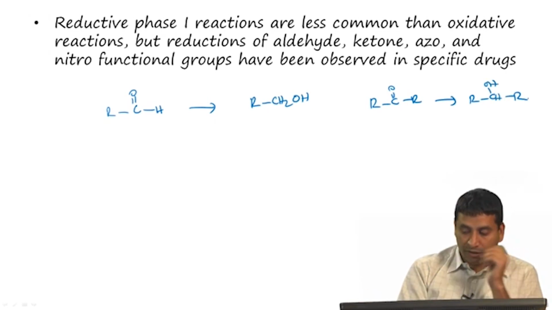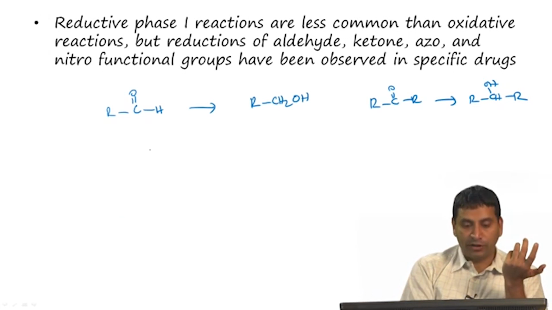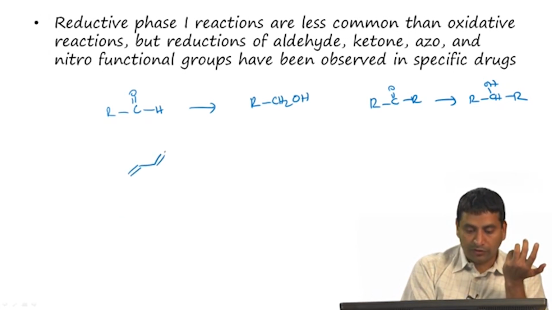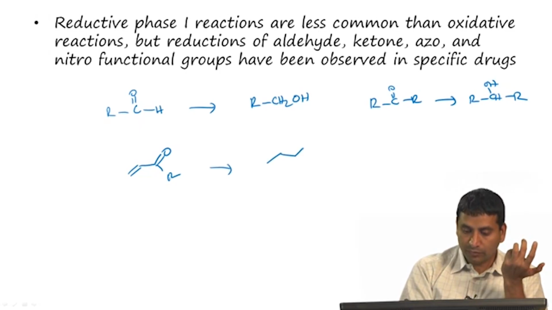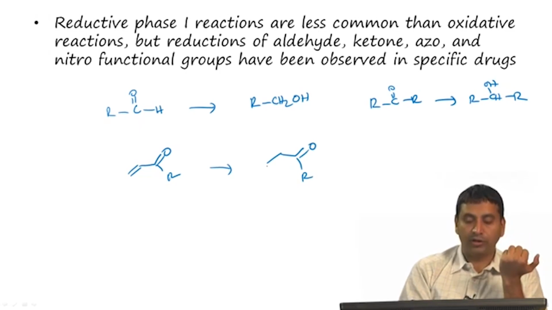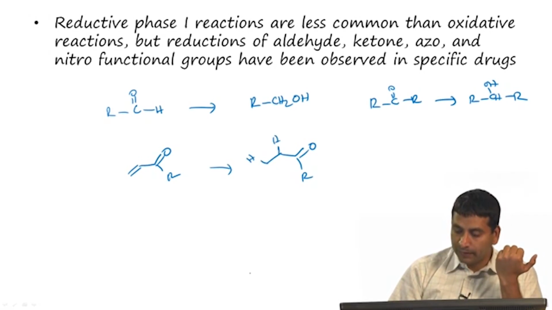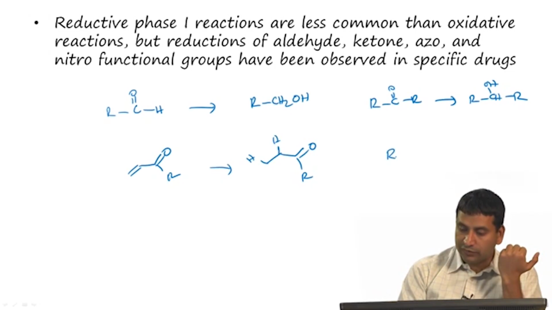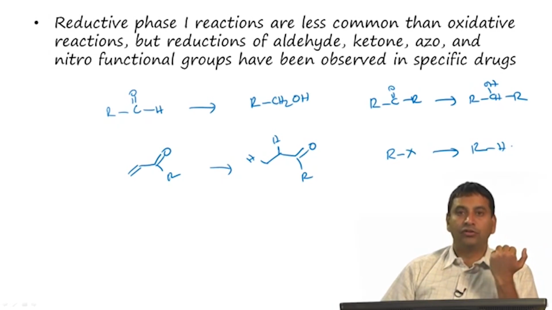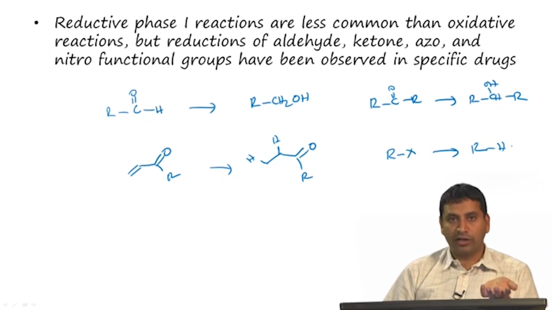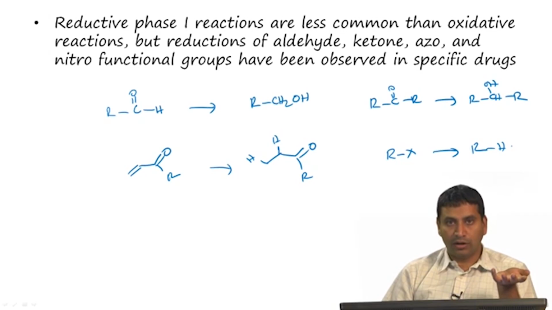Okay. And you can also have an alpha beta unsaturated compound such as a Michael acceptor, which can give you R over here. So, that is the hydrogen has been added over here. You can also have alkyl halides giving you RH. So, all these are formally reduction reactions and they can all occur in reductive phase 1 reactions, but they are less common.